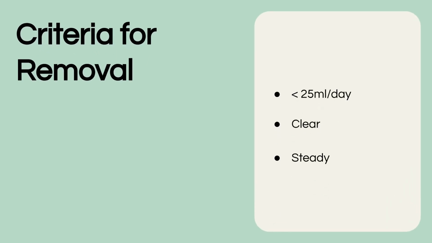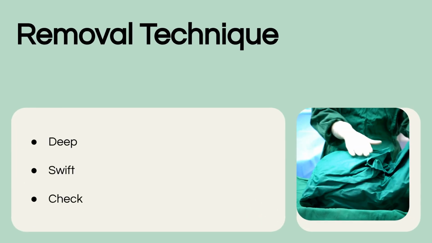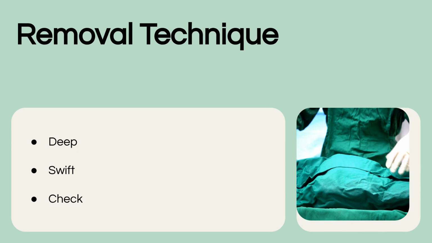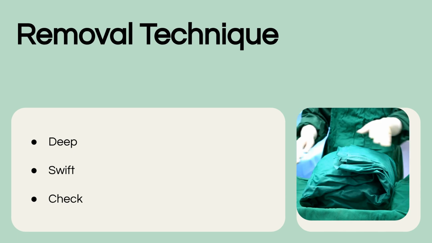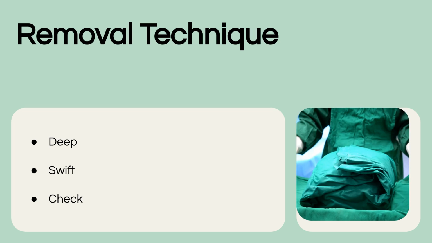A drain is generally removed when the fluid output is consistently less than 25 milliliters per day and the fluid is clear or serous. The removal technique involves removing stitches, asking the patient to take a deep breath to relax the muscles, withdrawing the tube steadily and swiftly, and finally, checking the tip to ensure the drain is intact.